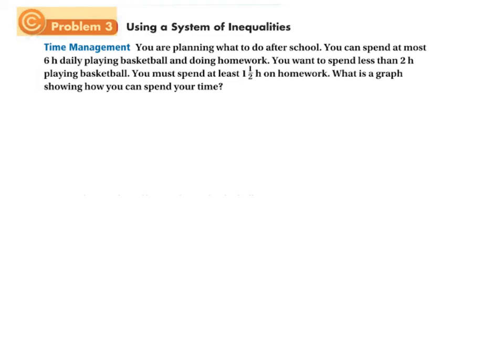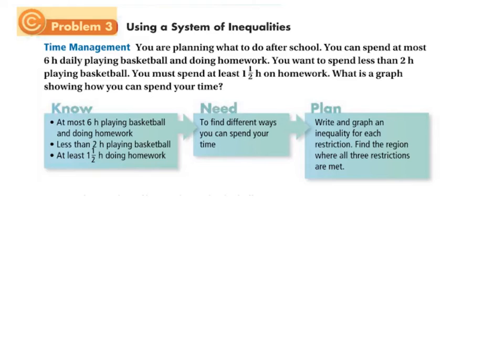Well, what do we know? That the most we can play together, both variables when combined, will be 6 hours or less. We know that the basketball variable has to be less than 2 hours, and we know that the homework variable has to be at least an hour and a half. Okay. Now we need to find different amounts of time we can spend on each one, meeting these expectations. So what are we going to do?